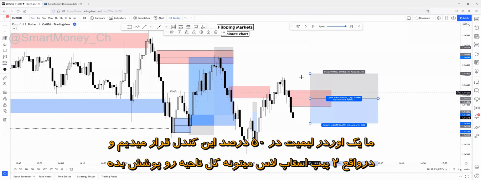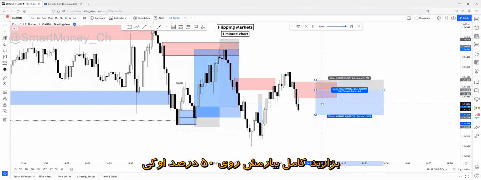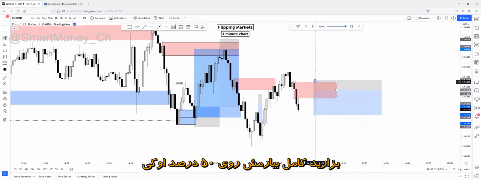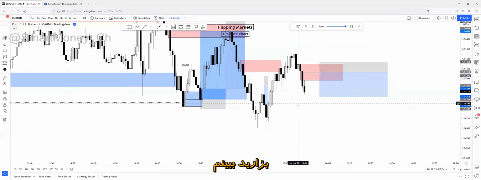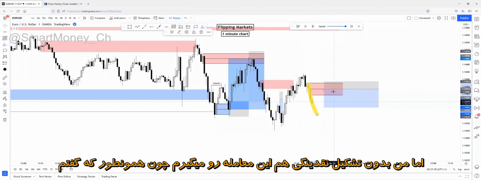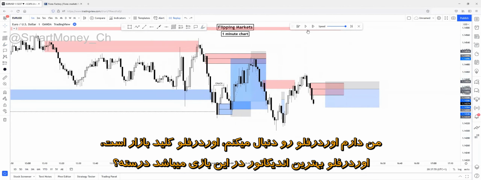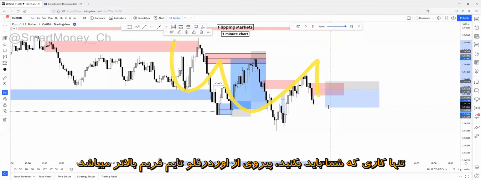So we were setting a limit order on the 50% of this candle, and basically the 2 pip stop loss is able to cover the whole zone. Let me just adjust this zone a little bit on the 50%. Okay, so it covers the whole zone. If price creates liquidity for the zone, that will be an extra confirmation, and this trade would work out 100%. But I'm still taking the trade without the liquidity creation, because as I said, I'm just following the order flow. Order flow is king. Order flow is the best indicator in this game. All you have to do is follow the order flow, the higher time frame order flow.